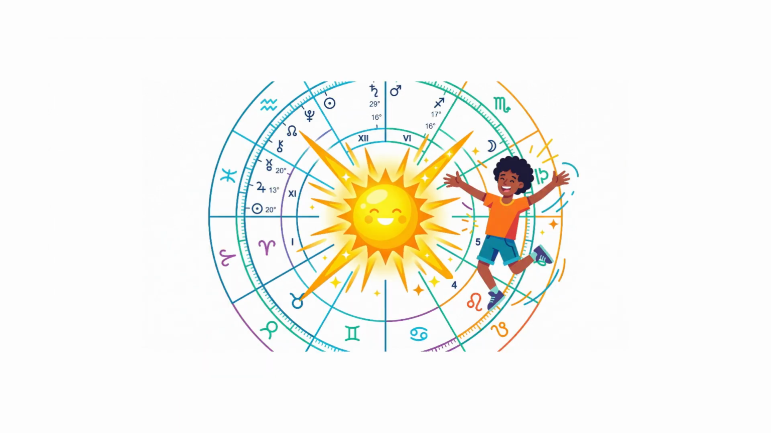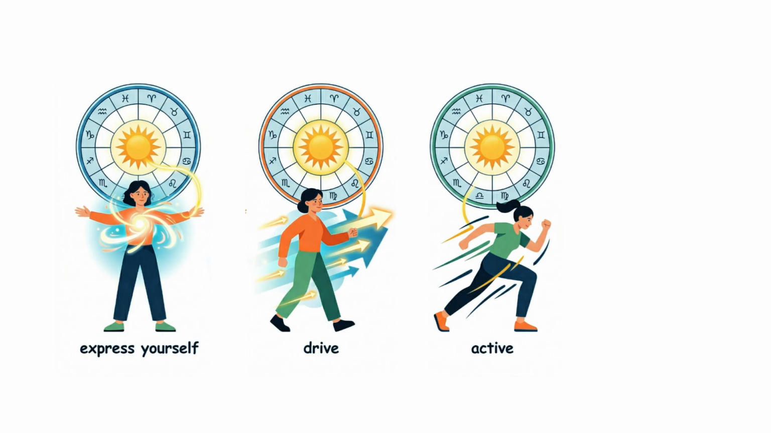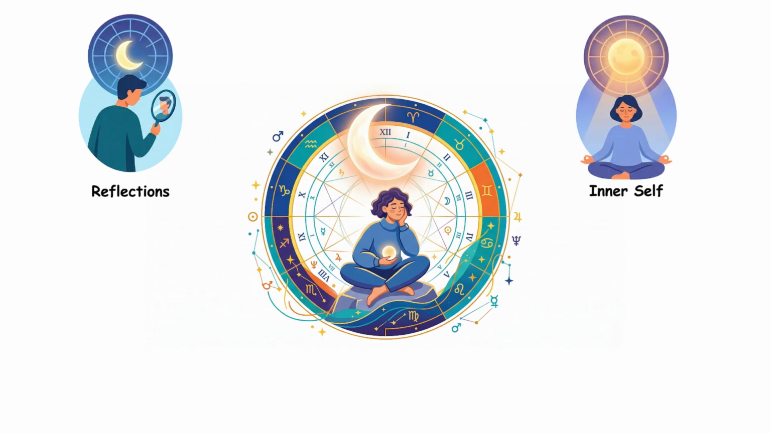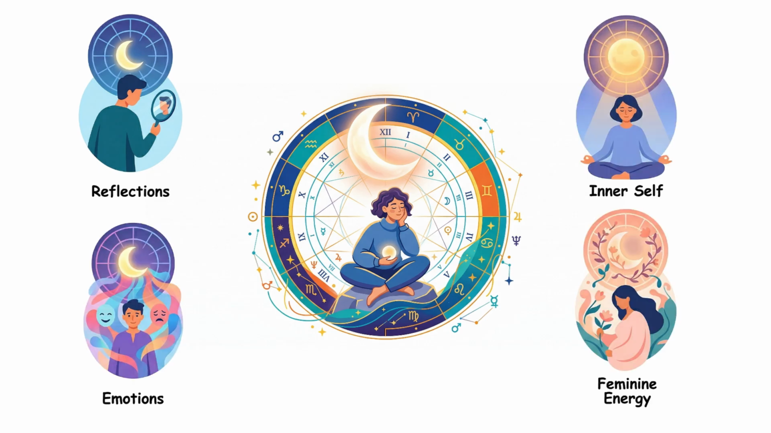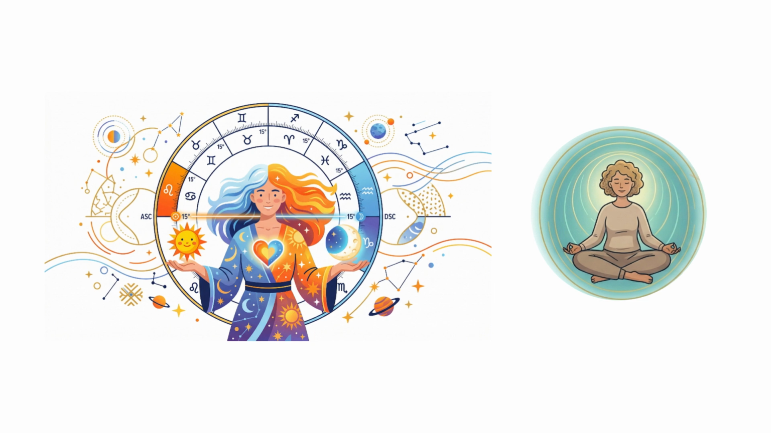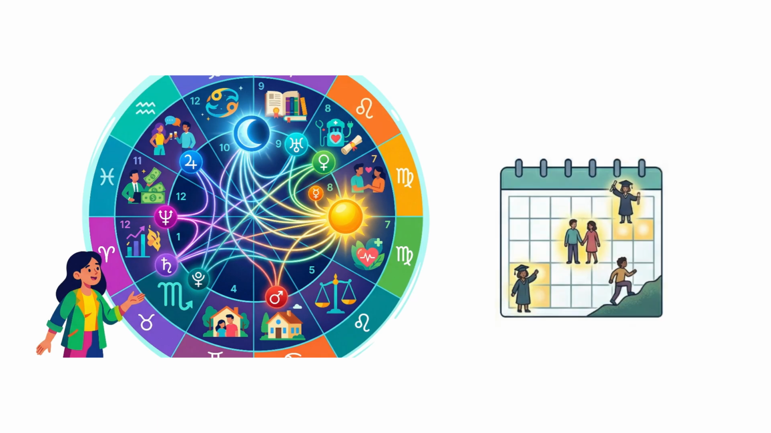For the sun, it represents your outward side, showing how you express yourself, your drive, and your active masculine energy. But for the moon, it represents your reflections, your inner self, your emotions, and your receptive feminine energy. Together, the sun and moon form most of your inner and outer personality. The amazing thing is how they connect to the ongoing life experiences that shape you over time.